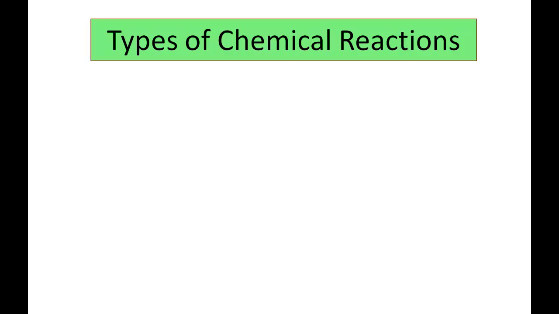Now that you know how to balance chemical equations, it's time to be able to predict what type of products will be formed when two or more reactants combine chemically. We're going to go through different types of chemical reactions.